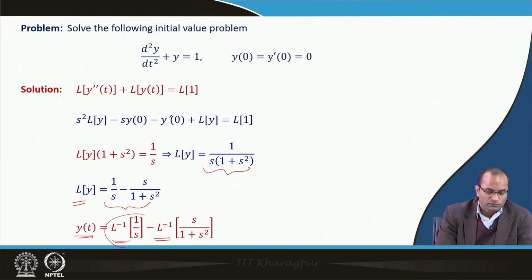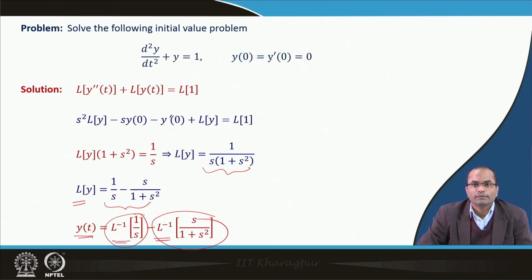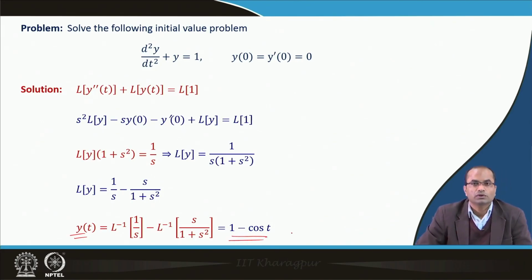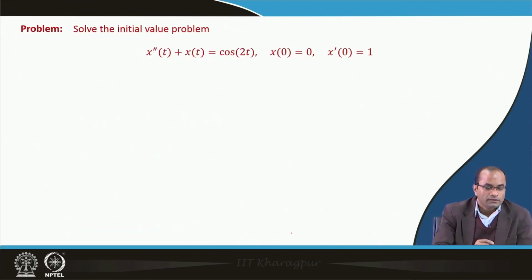So, L inverse of 1 over s we know is 1, and L inverse of s over s square plus 1 is cos t. So, we have the solution y(t) as 1 minus cos t. Here we have another problem, x double derivative with respect to t, plus x(t), equals cos 2t.